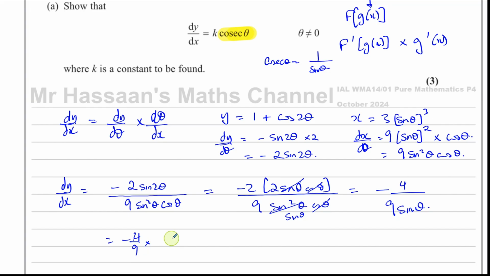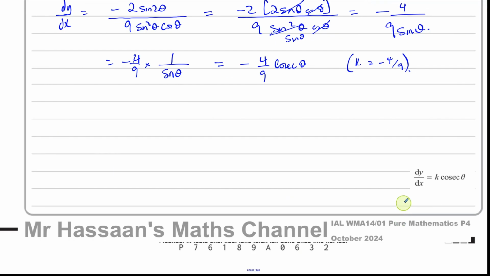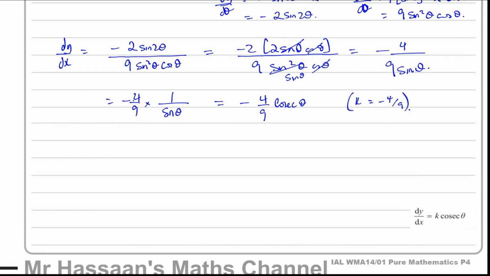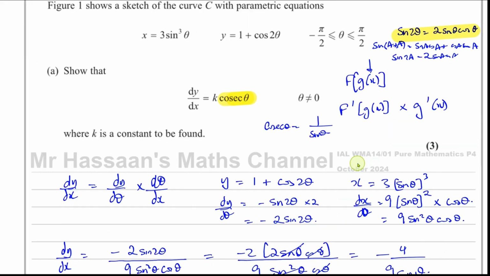Okay, times, you can say 1 over sine theta, just to think of it like this. And we know 1 over sine theta is the same as cosec theta. So minus 4 over 9 times cosec theta. So we can see here K is minus 4 over 9. And there's the answer to part A. This is what we had to show. So we can see here it's in the right form, and K is minus 4 over 9. So there's the answer to part A.